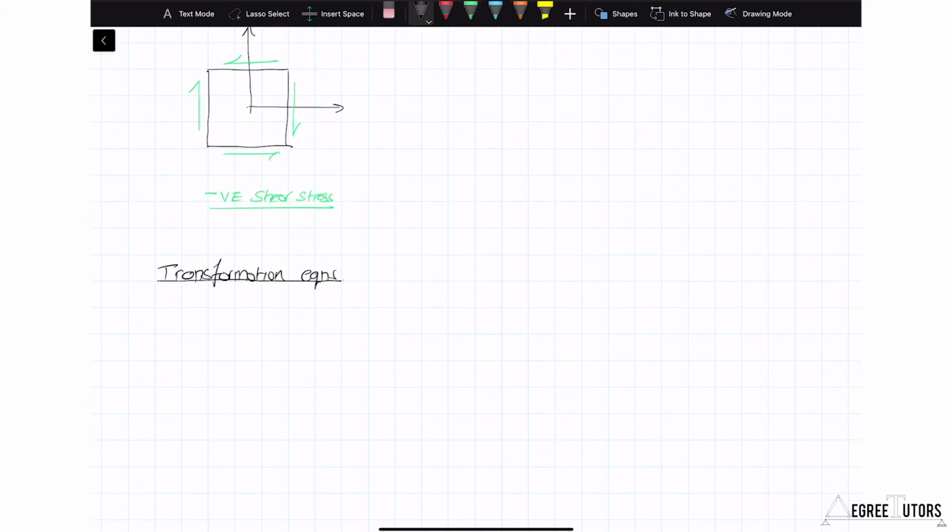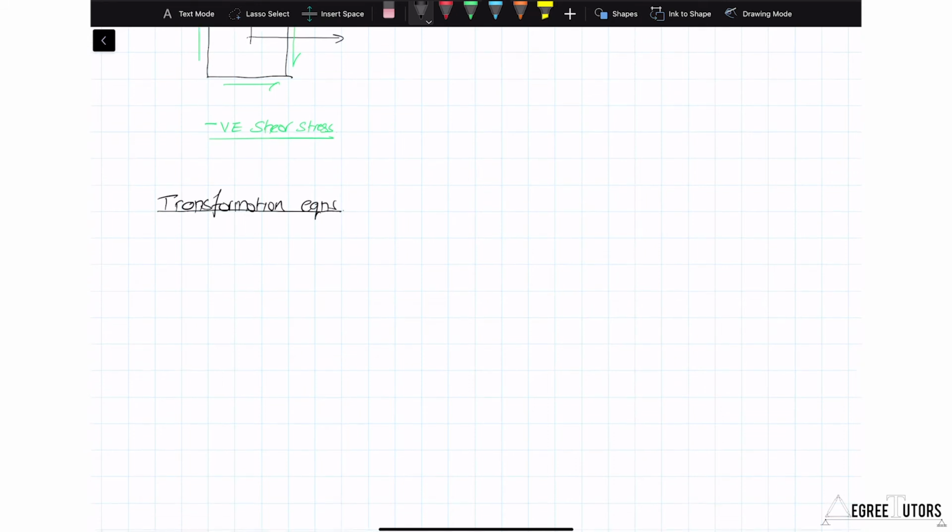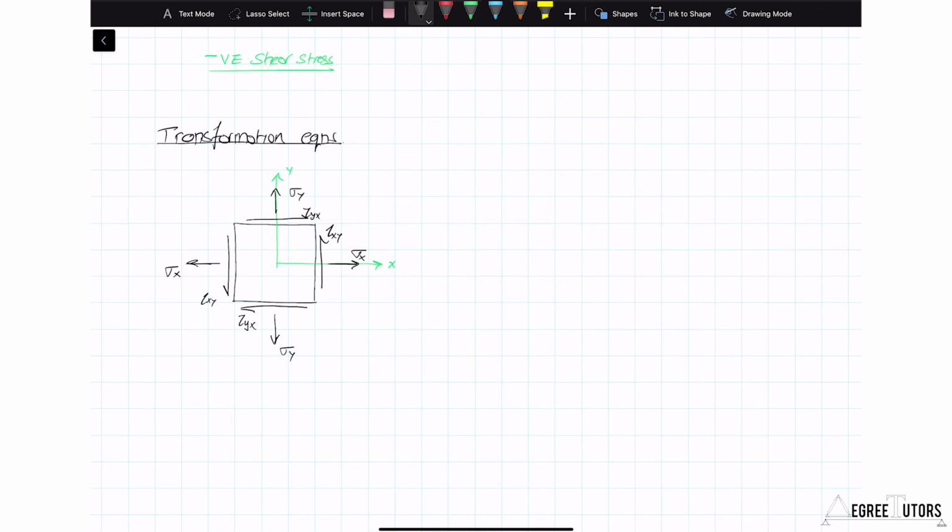So let's start off with a 2D element with some stresses on it. This is my starting state of stress, and let's make the assumption I know this. In other words, if I know the magnitudes of all of those stresses, can I work out the stresses on an element orientated at some angle theta? So let's just sketch that.